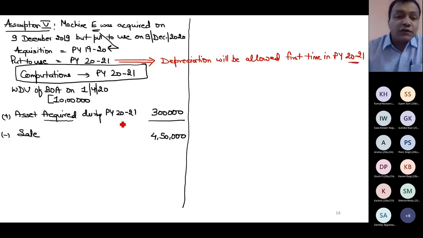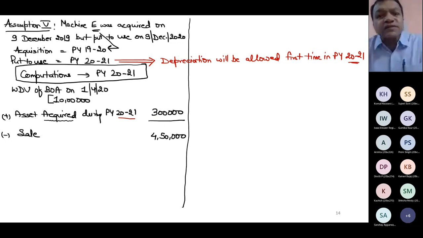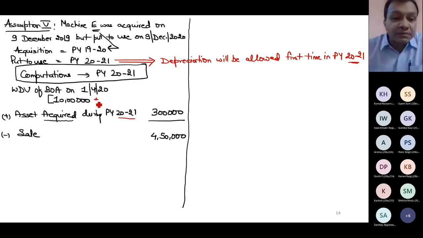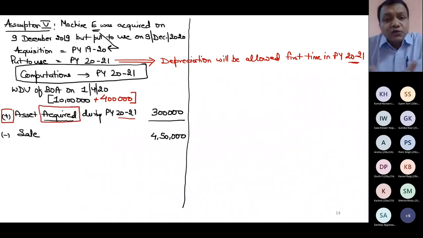Now if I allow it in 2021, and here I cannot add 4 lakh because it is not acquired in the year, how can I charge depreciation? So I will make it a part of opening WDV. If you do not add it here, then where will you charge depreciation? You don't have any way to charge depreciation. So make such assets a part of the opening block of that year in which they are first put to use. So my opening WDV is not 10 lakh, it will become 14 lakh.